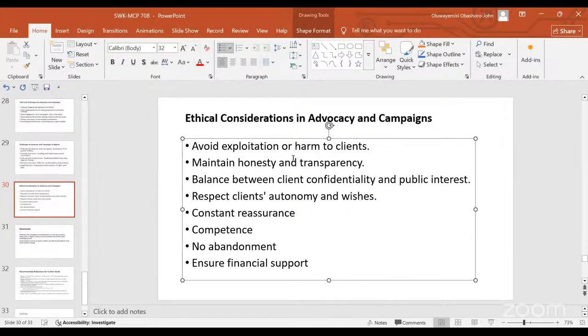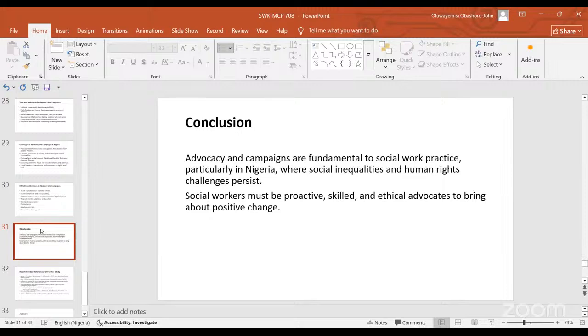Amen. Thank you. So we have seen some ethical considerations for this. Whatever we are doing, we must look at the ethics of what we want to do. So how do we conclude this? Advocacy and campaigns are fundamental to social work practice, especially in Nigeria, where there are social inequalities and human rights challenges. Social workers must be proactive, just as Pretty has started. They must be skilled, so you must know where your boundaries are, what to do and what not to do.